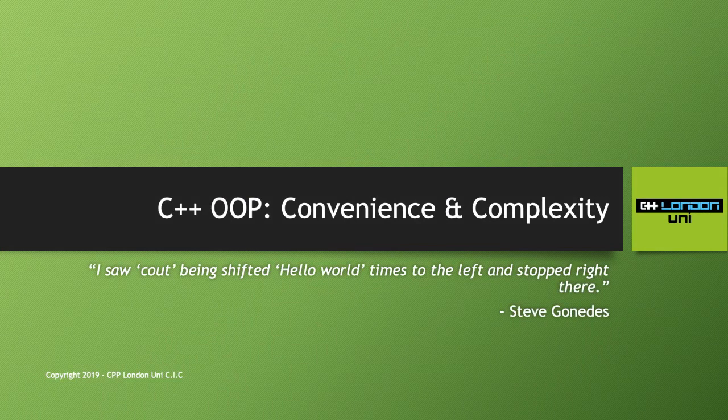Right. ROP, convenience and complexities, if you haven't seen enough already. And another great quote from Steve Gonides, I believe: I saw cout being shifted hello world times to the left, and I stopped right there. Everyone's seen the classic hello world example from C++, right? std::cout, shift operator, hello world. Obviously, in other languages, the shift operator is for operating with numbers, not strings, so it is a bit silly.